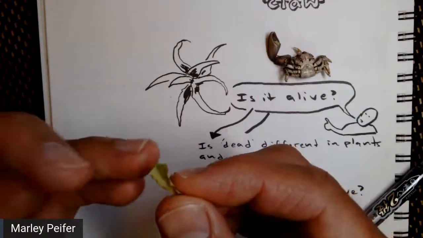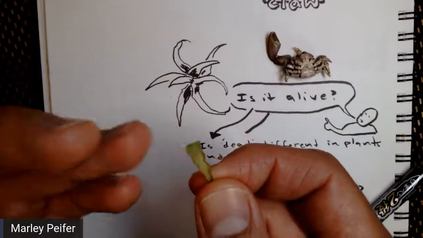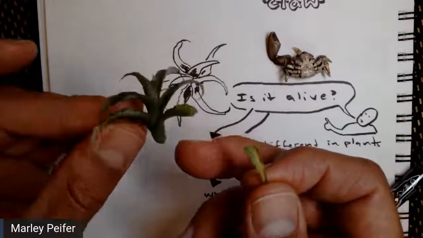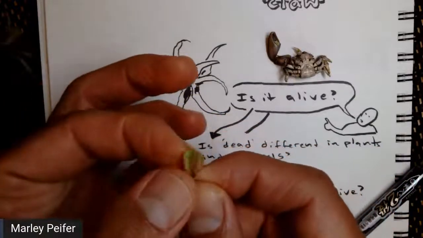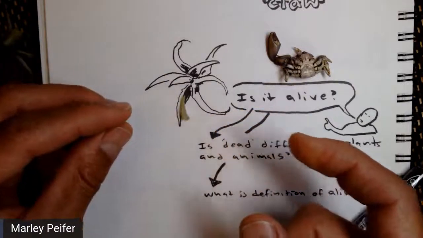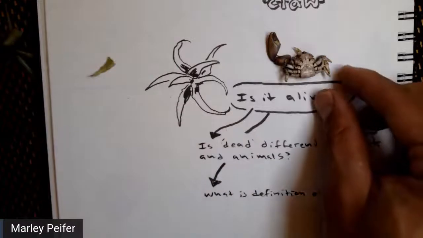So you could probably, in a tissue culture lab, get this to grow from just that part. If I were really careful, I could probably, as a gardener, get this part to grow. But in a petri dish, you could probably get this part to grow and start a new plant from that. So does that count as being dead if you can still bring it back?